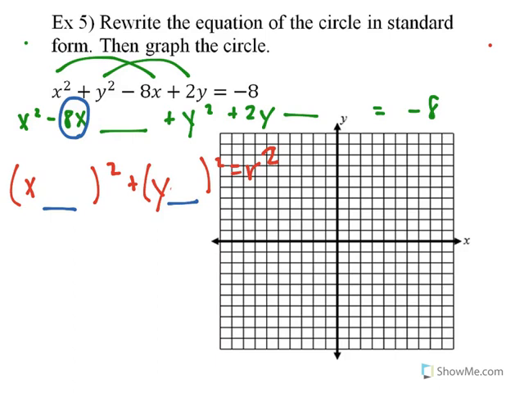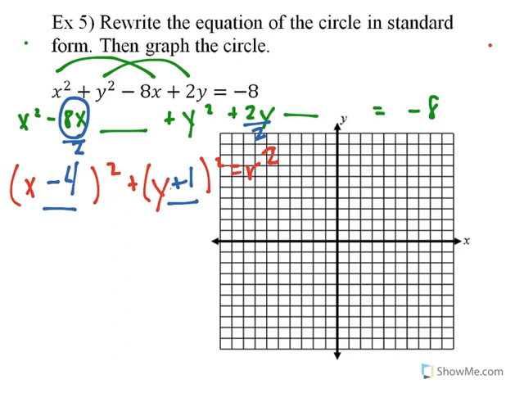Okay, so you're going to divide this by 2, and that will get you your number that will go in parentheses. If you notice, it was a -8 divided by 2, which gave me -4, and then a +2 divided by 2, which gave me +1.